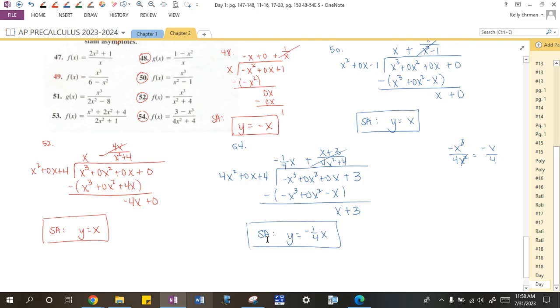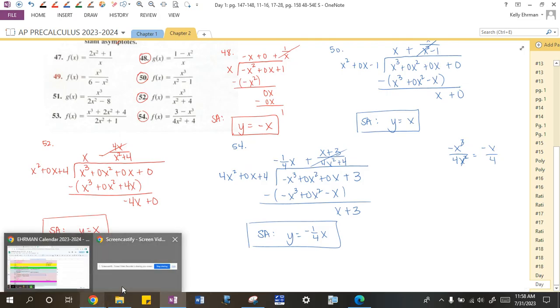All right, that's it for today's homework. Tomorrow we will be working on putting this stuff together to graph. So please come to office hours if you have any questions.